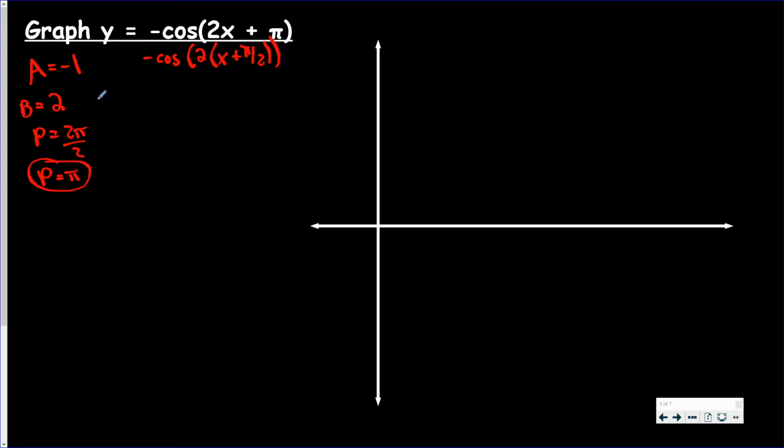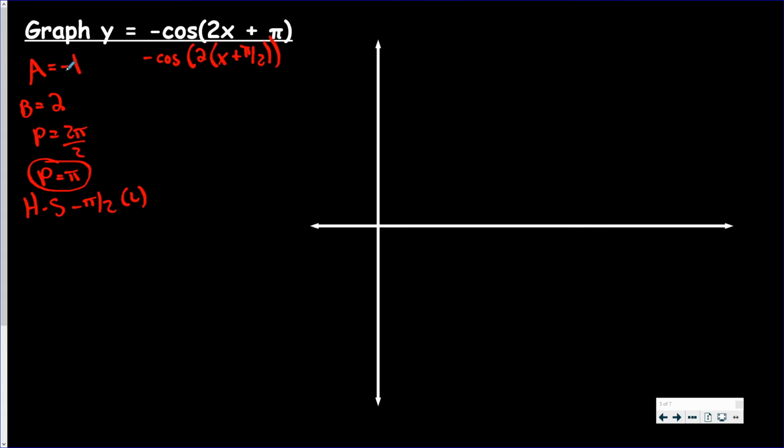What else have we got? Right, well we got a bit of a horizontal shift. So just reverse the sign. So we're going to be going negative pi over 2 units, so that means we're going to be moving to the left. So right off the hop, now think of your normal cos curve. So your normal cos curve is going to look like this.